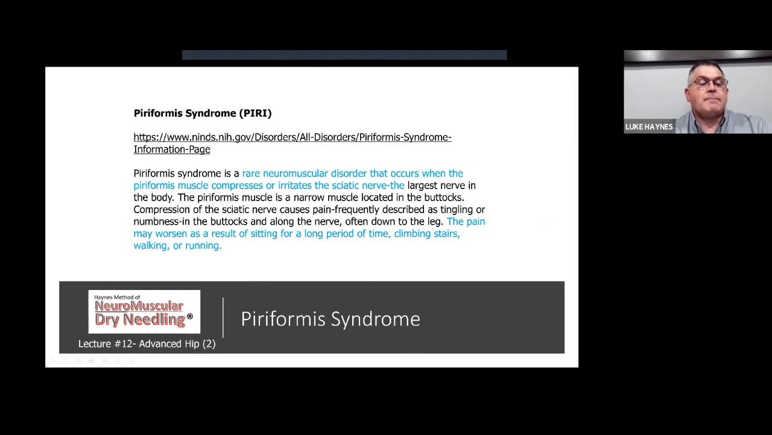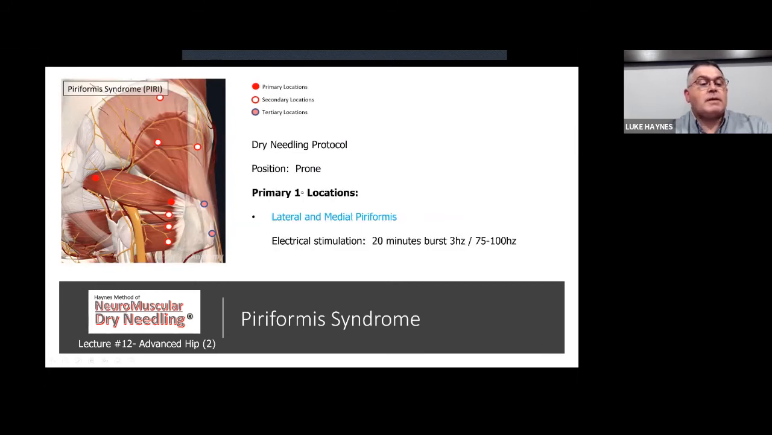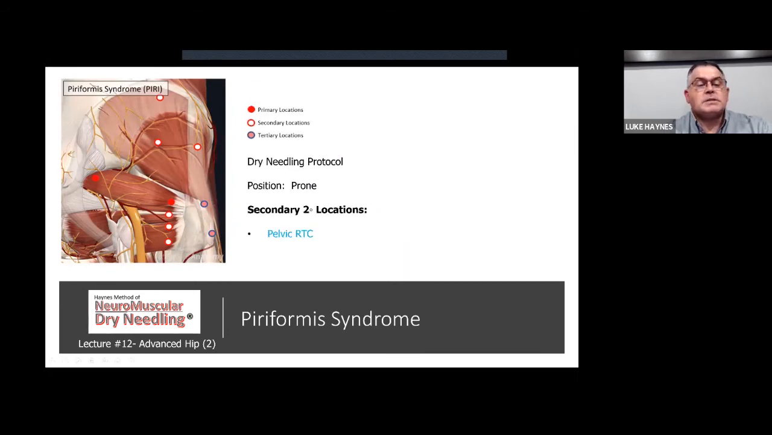I don't know. I think I tend to see piriformis syndrome fairly frequently. So I don't know if I agree necessarily with it being rare, but I think we see it more often than that. Our primary location is going to be the lateral medial piriformis. Secondary is going to be, again, the muscles of the pelvic rotator cuff. Again, these things are going to start running together. You're going to see a lot of these things.